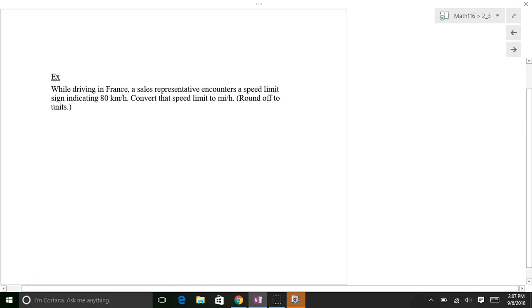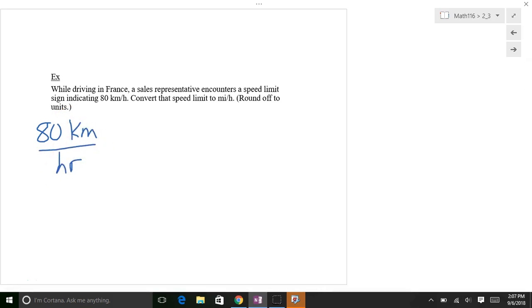While driving in France, a sales representative encounters a speed limit sign indicating 80 kilometers per hour. Convert that speed to miles per hour. So we have 80 kilometers per hour. The hour is okay, but we want the kilometers to be miles. We want miles per hour.